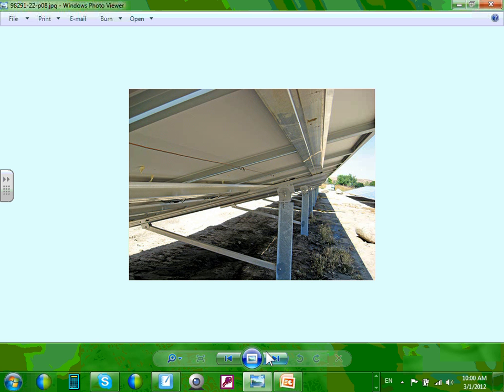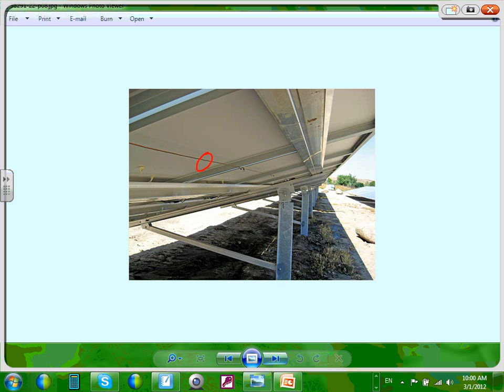I want to bring to your attention, guys, right here. Can you guys see that here? Anybody can see it? This is your grounding conductor. That could be number 6 copper, tying and grounding all these panels and structure together and tying it to the grounding electrode system.